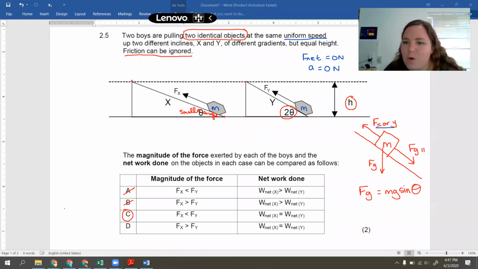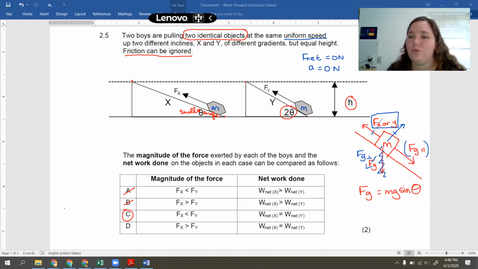So the force of the boy, either X or Y, because it's at a uniform speed, if we looked at all the forces acting on the object, you'd end up with your normal force, your weight, and the force of the boy. This one technically wouldn't be one of your forces. This would be when we resolve the gravity into its two components. So I'm actually gonna take that out there, because we should never have both of them in at the same time. If you have FG, I shouldn't have FG parallel. That was just my thinking step. Multiple choice, you're not getting marked on your working out.